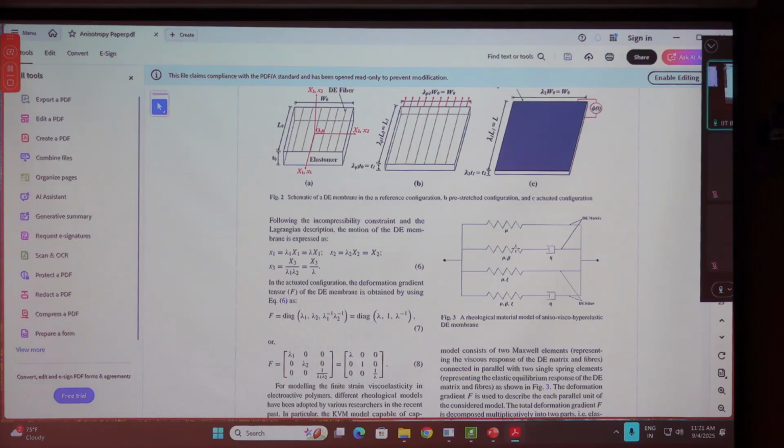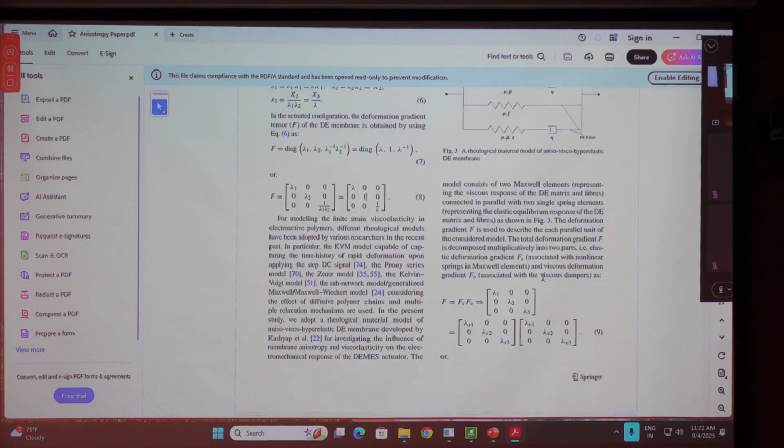So now we have incorporated anisotropy along with the viscoelasticity. Definitely we are going to have a matrix and the fiber. So in this case, we are using the same Zener rheological model, one for the matrix and one for the fiber. The rheological model is the Zener one, but it has two components, one for the fiber and one for the matrix.